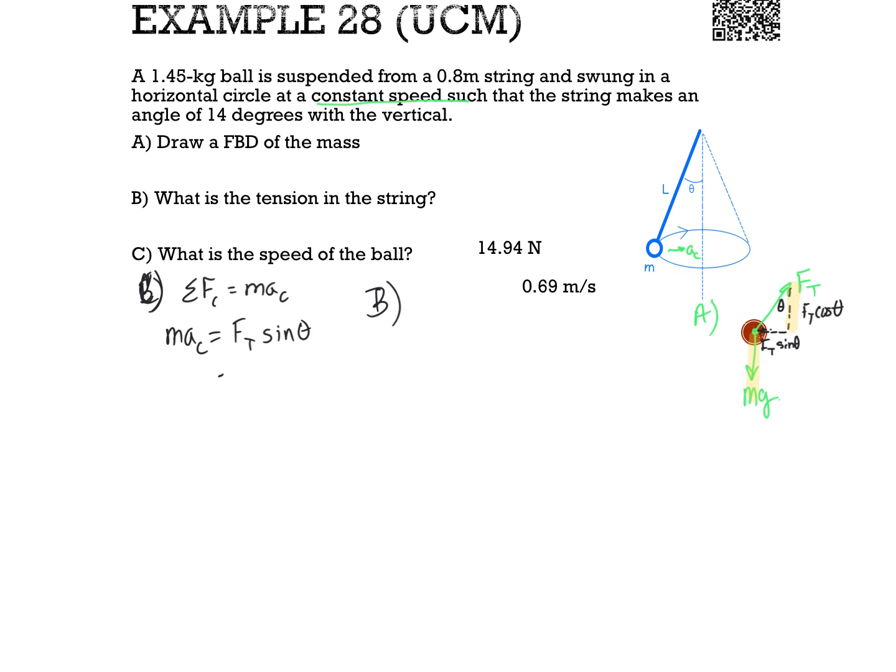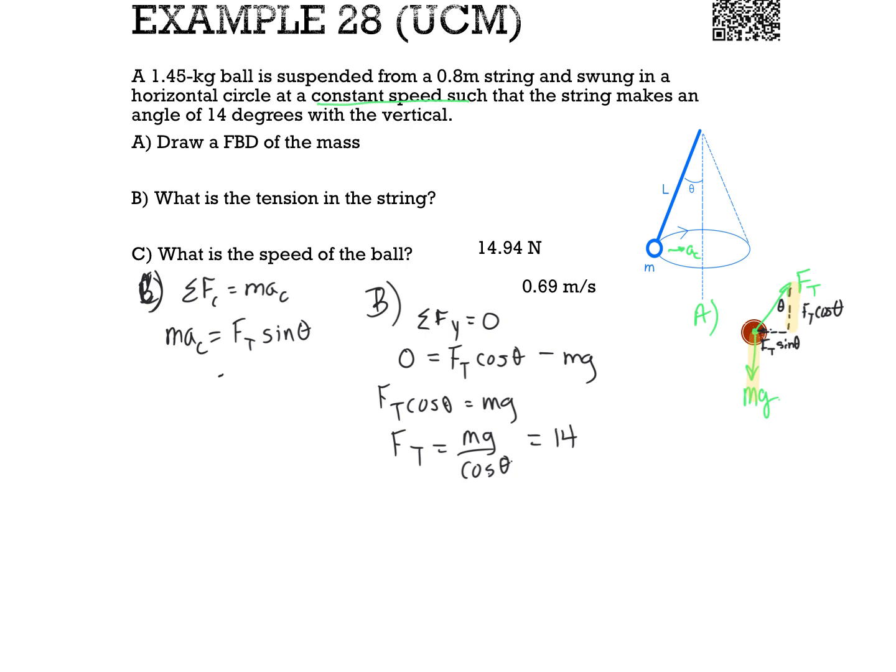So for B, I'm going to say the sum of forces in the y direction, which is 0, quite frankly, because it's not moving up or down, is going to be equal to F sub t cosine theta minus mg. So F sub t cosine theta is equal to mg. So F sub t is equal to mg divided by cosine of theta, which is going to be approximately 14.94 newtons.